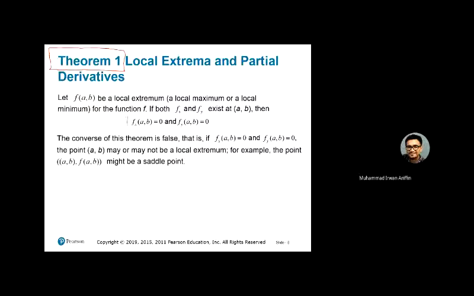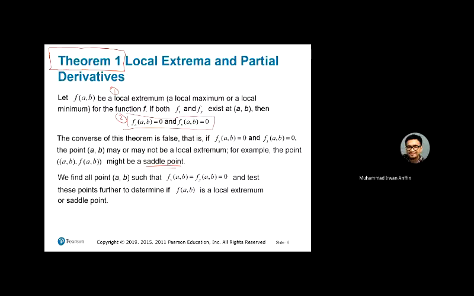Let's say we start with this statement, so this has to be the first statement, and then this is the second statement. But we cannot start with this. The converse of this theorem is false. If we know f sub x and f sub y are zeros, the point A, B may or may not be a local extremum. For example, it can be a saddle point. When it is a saddle point, it is not a local extremum.